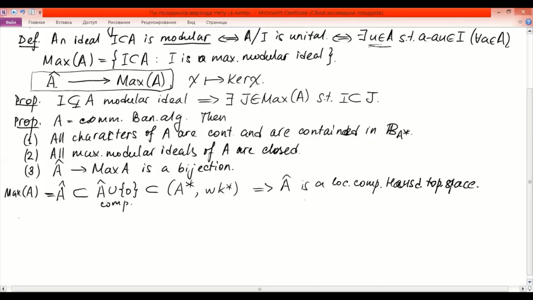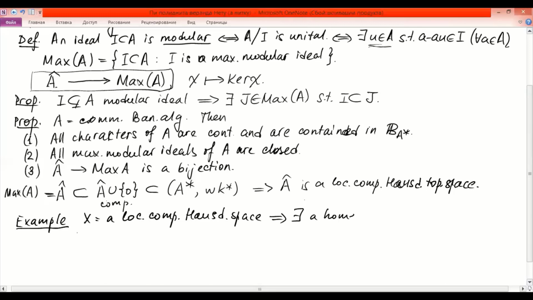So here's a basic example. If X is any locally compact Hausdorff topological space, for example, the real line, then we have a homeomorphism epsilon between X and the maximal spectrum of the algebra C0 of X of continuous functions vanishing at infinity on X. So we see that even for C0 of X, the spectrum is not necessarily compact because it is homeomorphic to X.